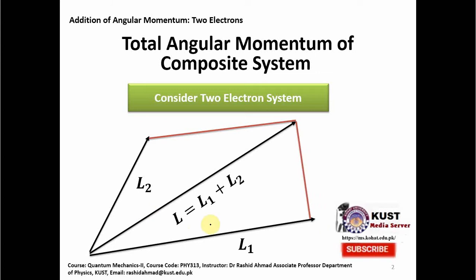This is a very simple procedure, but in case of the addition in quantum mechanics, this is not so simple, because angular momentum is an operator, and operators cannot simply be added like this. So in this lecture we will develop the procedure for how we can add the angular momentum of two electrons, where it is not only a vector quantity, but it is an operator.